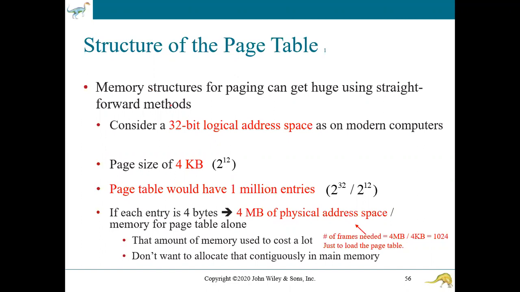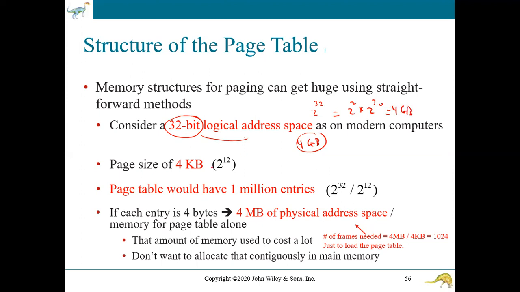Okay. Consider a 32-bit logical address space. 32-bit logical address space means what? 4 GB of memory you can have, isn't it? The total memory is 4 GB. We said that earlier. 2 to the power of 32, which is 2 to the power of 2 multiplied by 2 to the power of 30. 2 to the power of 2 is 4. 2 to the power of 30 is gigabyte.